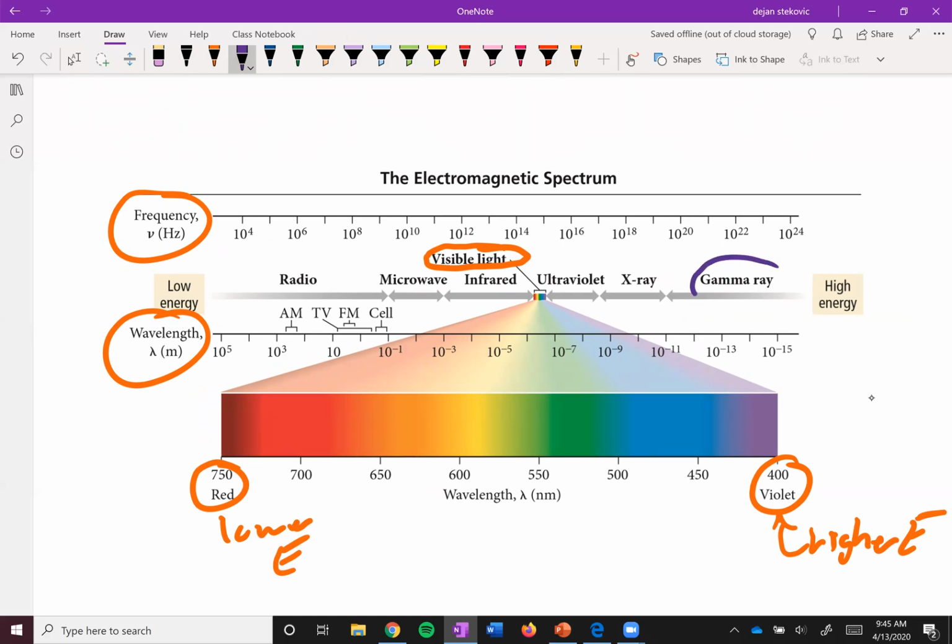So something like a gamma ray, right? That's high energy. Something like an X-ray, that's high energy. So when you go take an X-ray, you kind of have to protect your other bodily organs. Something like ultraviolet light is high energy, right? That's what gives you a sunburn.